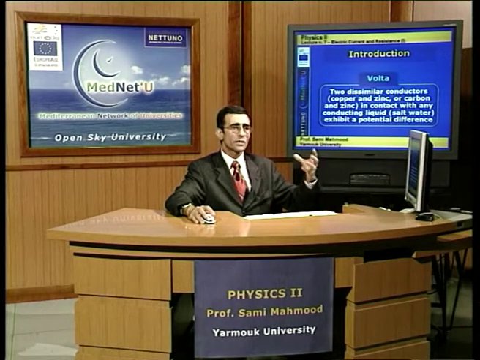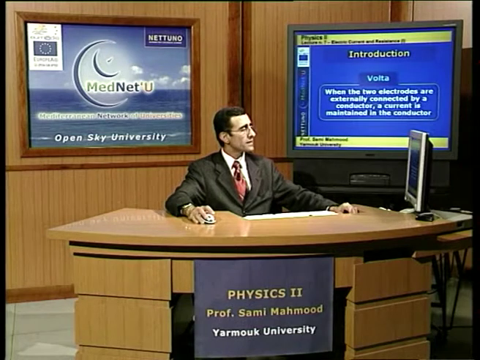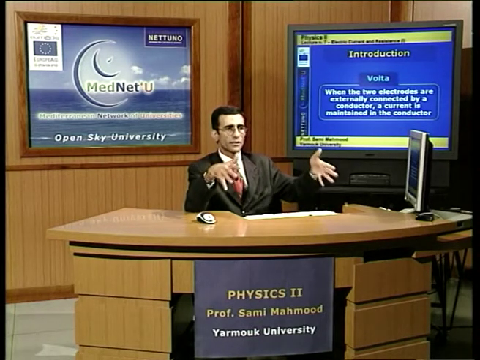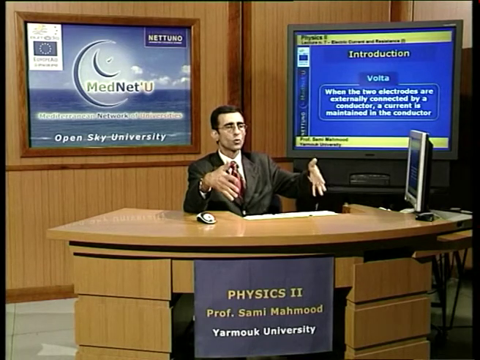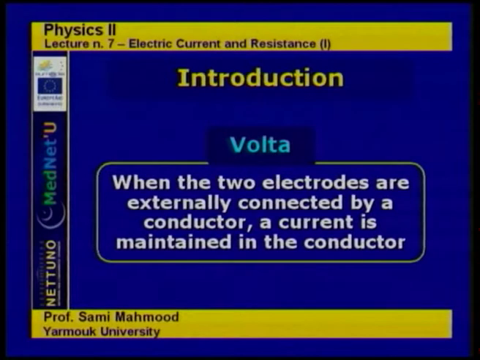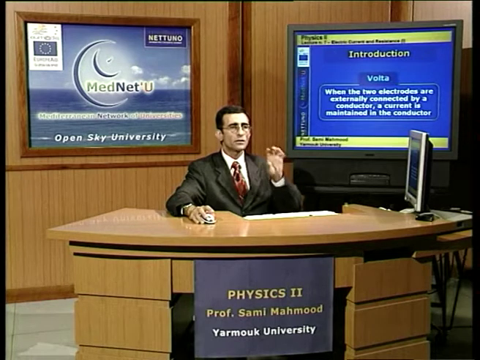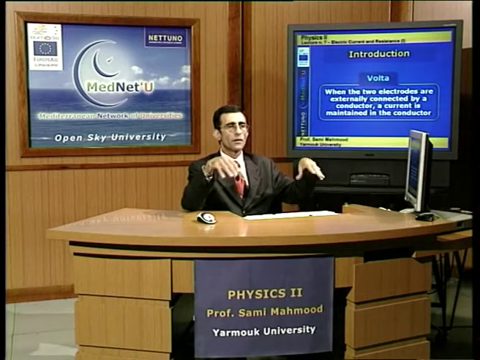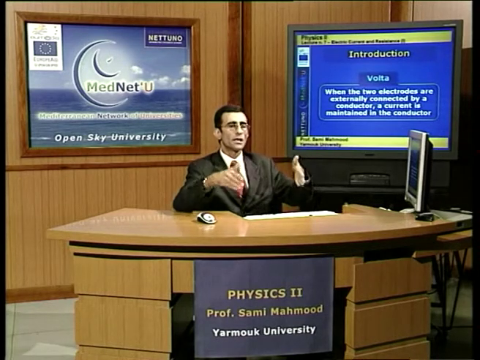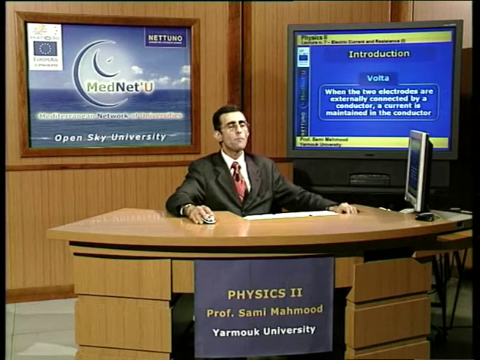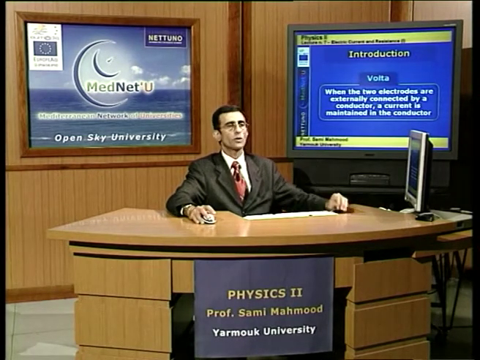So this is a demonstration by Volta during his work. When these two electrodes are placed in the electrolyte in a solution, and if these two electrodes are externally connected by a conductor like a conducting wire, then a current is maintained in that wire. So this was a method of maintaining a current by means of using two dissimilar conductors immersed in a conducting liquid or an electrolyte.